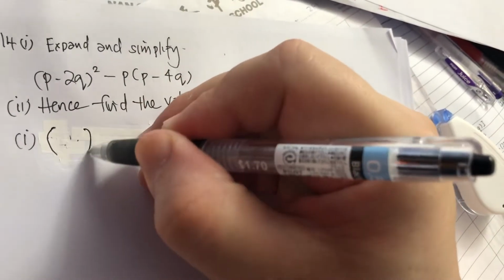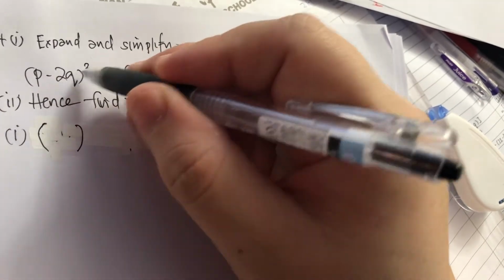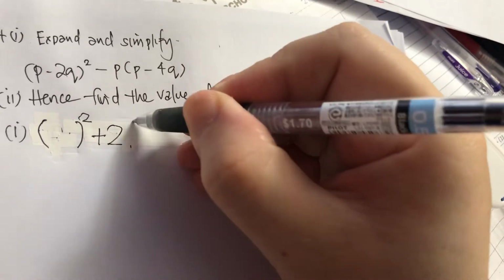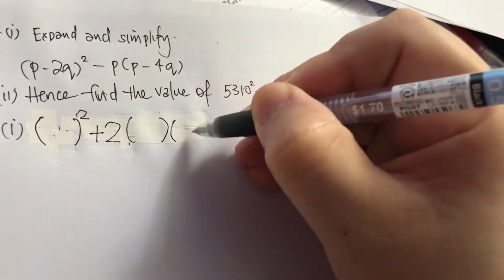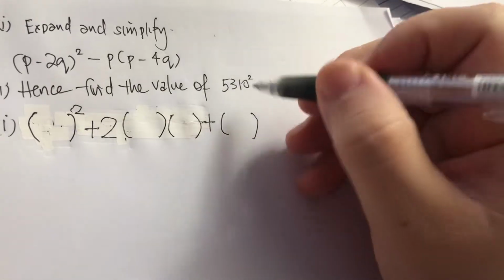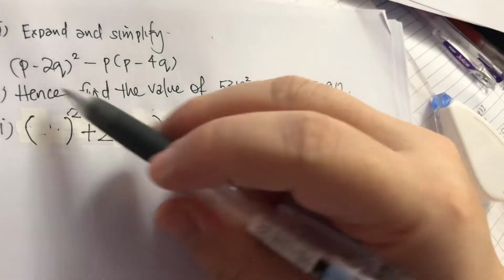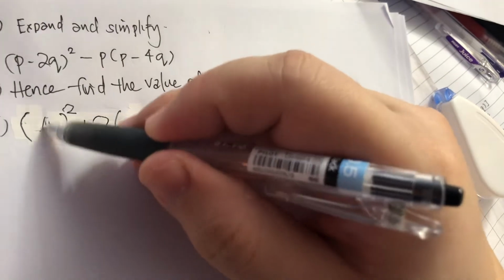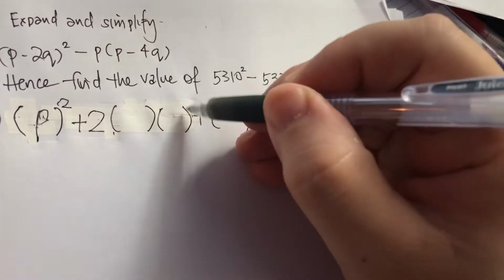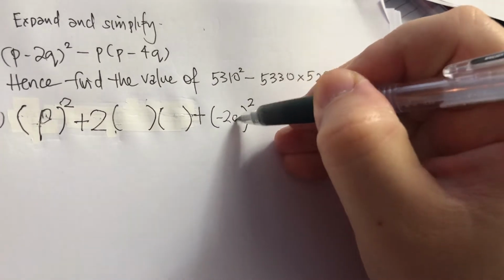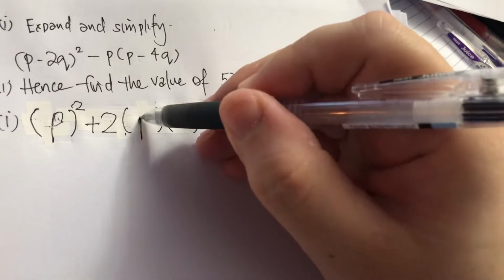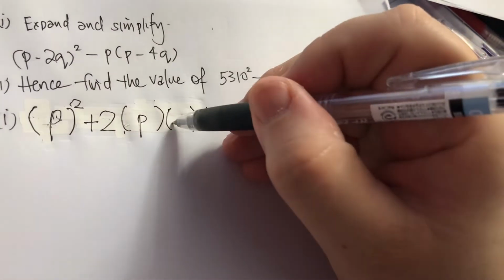For those who are not too sure, I'm writing the template for this. Alright, you square this and plus 2 times of the 2 terms, then plus the square of the second term. Meaning P you put first, minus 2Q you put last. In between you put P and minus 2Q.